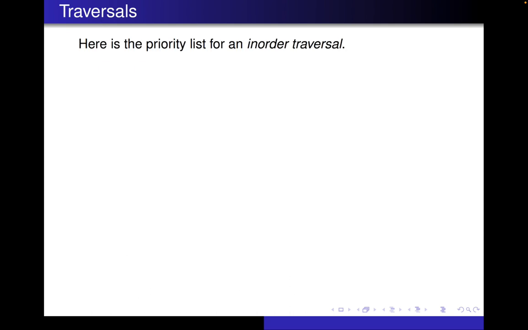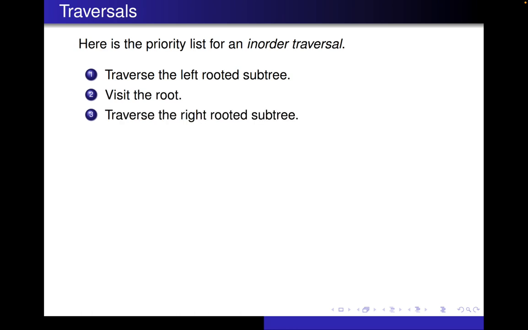All right, so for an in-order traversal, we just take those exact same priorities, except we change up the order of that list. The first thing we're going to do, and this is a little bit counterintuitive, is be on the root of a subtree, but not visit that root. We're instead going to first go to the left if that's possible. And only if it's not possible to go to the left anymore will we visit the root. And once we've visited the root, then we'll go to the right.